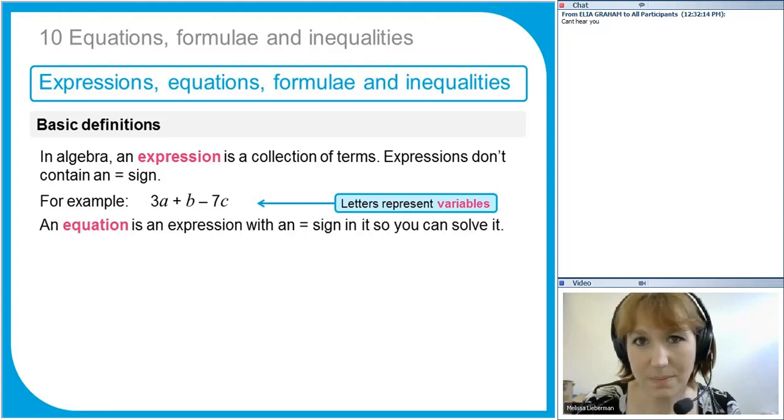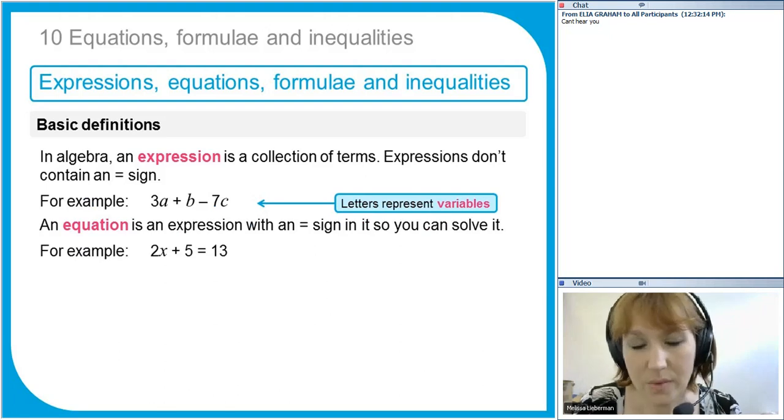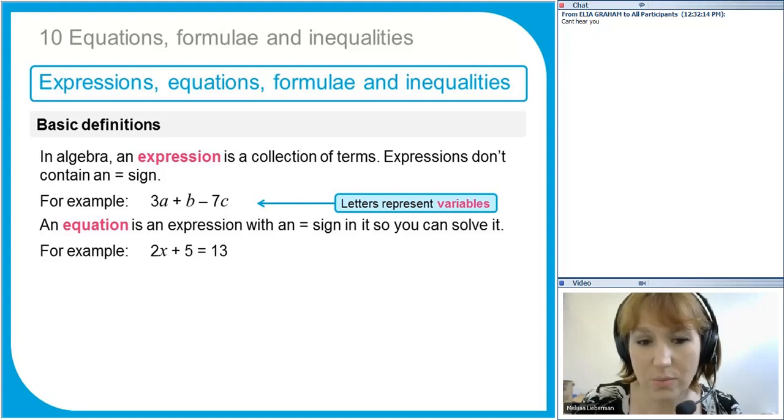Now, an equation links two expressions with an equal sign. So sometimes it's just something equal to a number, but sometimes it's two expressions with an equal sign between them. The difference between an expression and an equation is that we can solve an equation. When we talk about solving an equation, what we mean is finding the value of the letter that makes that equation true.